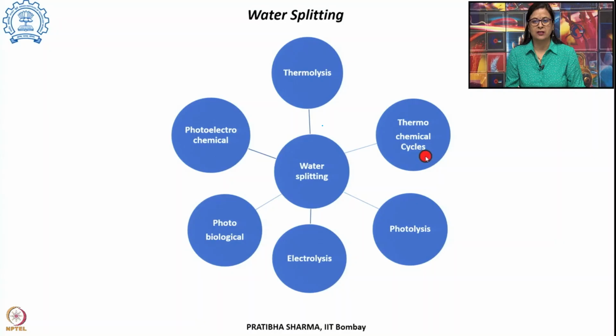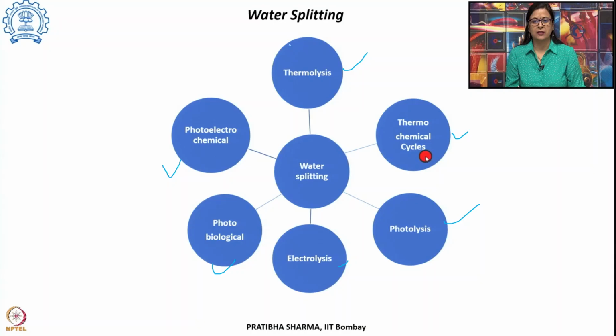Next is the water splitting. What are the different processes of water splitting? You have to remember: thermolysis, thermochemical cycle, photolysis, electrolysis, photobiological, photoelectrochemical. What is the thermolysis process? Anyone of you can say? Anyone of you answer? Splitting of water with the help of heat. Yes.